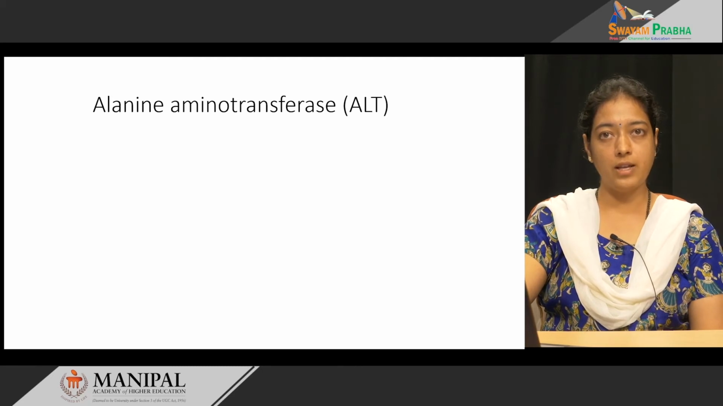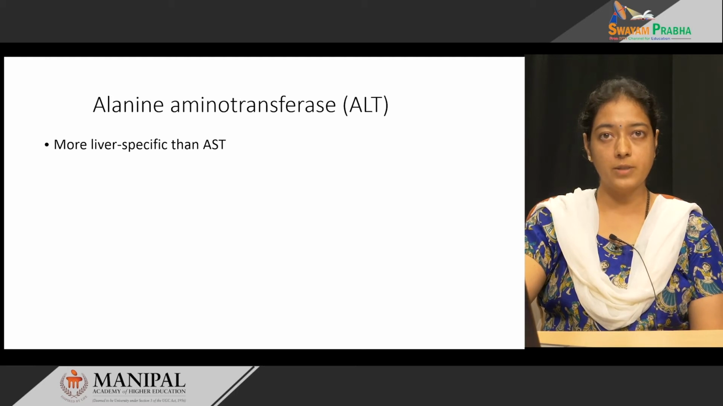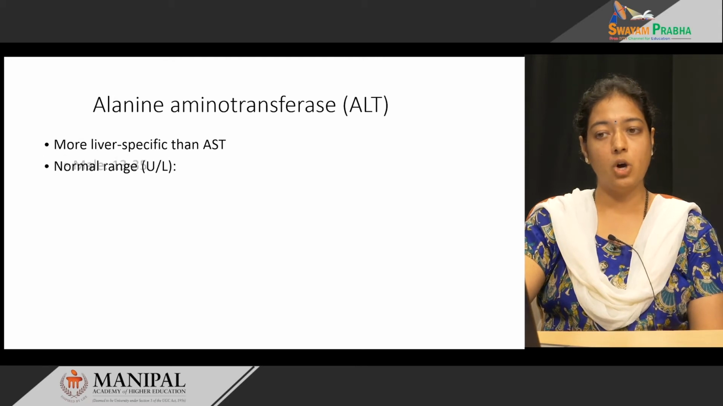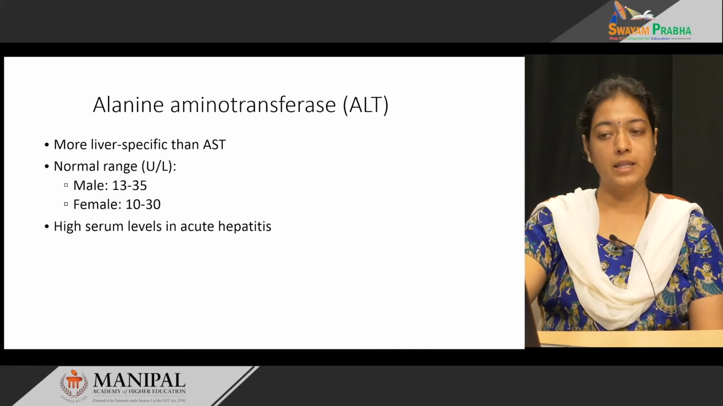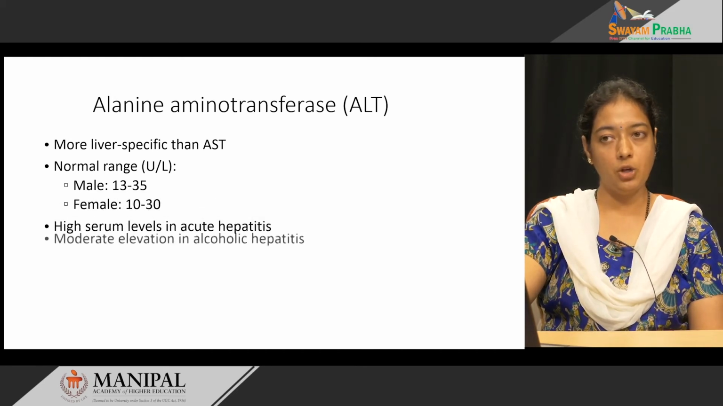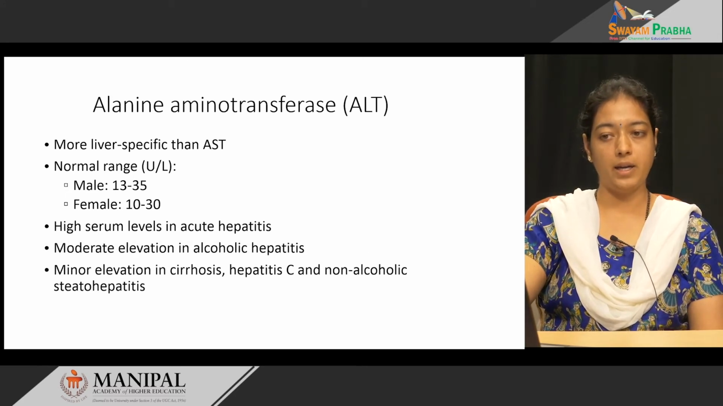Alanine aminotransferase, also called alanine transaminase, is more liver specific than the AST enzyme. The normal range of ALT in males is 13 to 35 units per liter, whereas in females it is 10 to 30 units per liter. The levels are very much increased in acute hepatitis. Moderate elevation is seen in alcoholic hepatitis and minor elevation is seen in cirrhosis, hepatitis C and non-alcoholic steatohepatitis.